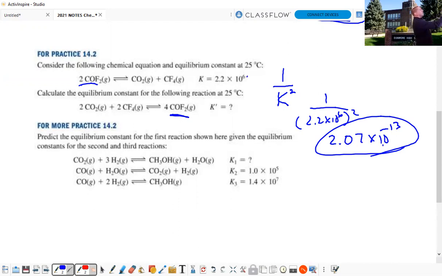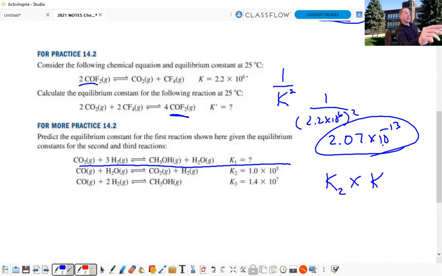All right, so predict the equilibrium constant for the first reaction shown here, given the equilibrium constant for the second and third. So we want to end up with this reaction. And remember, you don't add. It's going to be whatever we get for K2 times whatever we get for K3 equals K1. So that's on the right side, so we don't have to do anything to that.